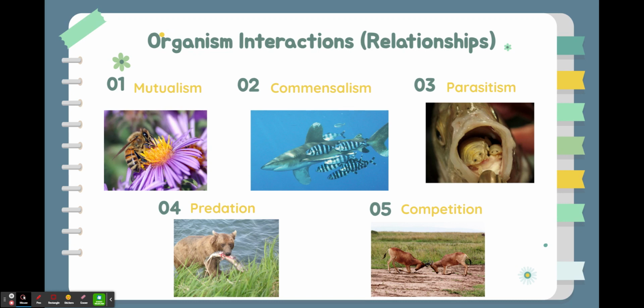So for competition, we have an example of 2 bucks or male deer. Bucks often compete for access to mates during the breeding season. So they might engage in physical contests such as antler clashes, as we see in the photo, in order to establish dominance and secure the right to mate with females. This competition among bucks highlights the struggle for limited reproductive opportunities within their population.